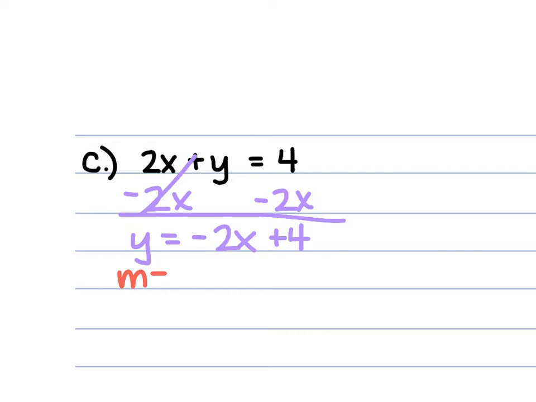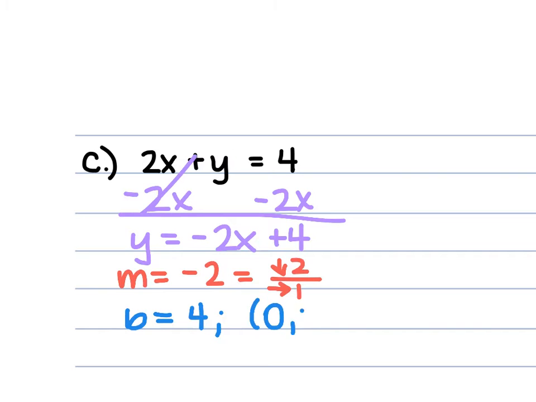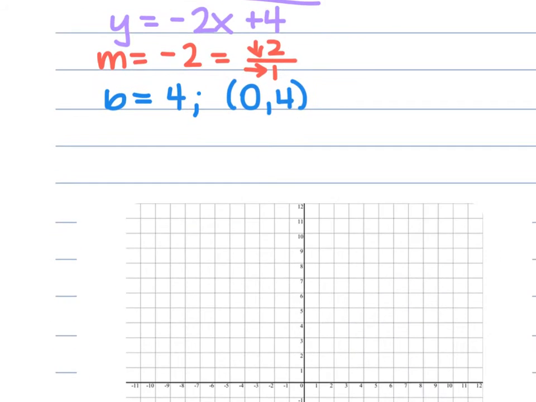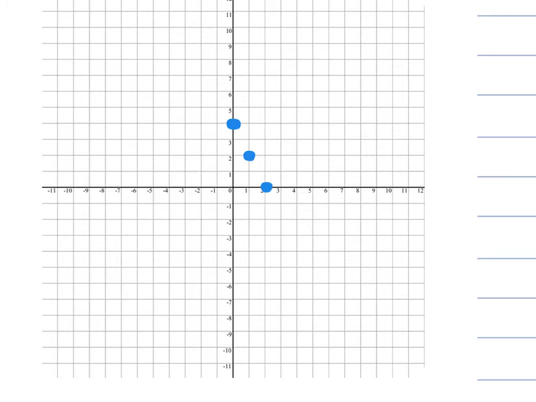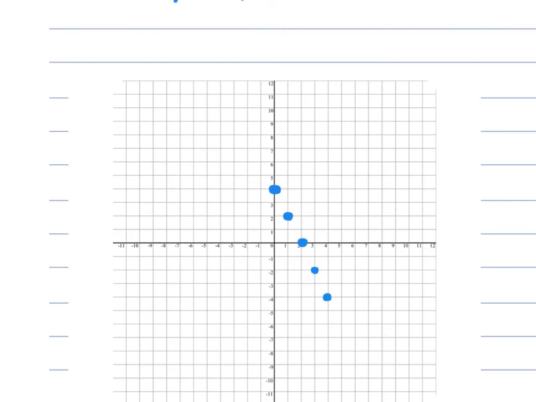Our slope is negative 2, which means we're going to go down 2 to the right 1. Our y-intercept, so our b is 4, so that's the ordered pair 0, 4. We're going to plot the 0, 4 first, and then we're going to go down 2 to the right 1, down 2 to the right 1. If we want to keep going, we can, or we can go up 2 to the right 1, up 2 to the right 1.